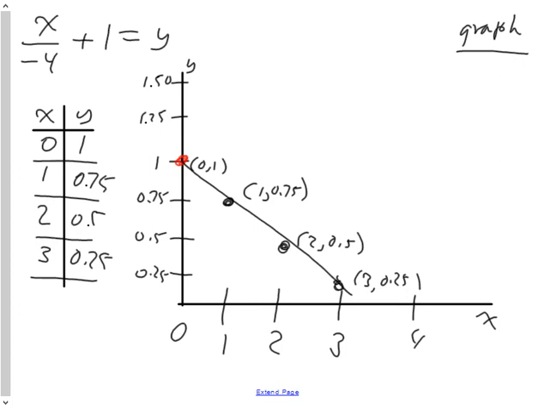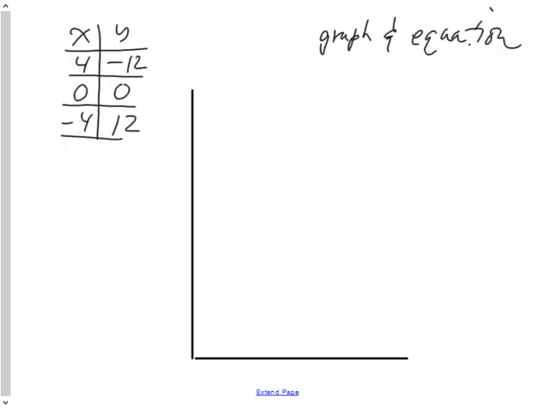Okay. The second question, this time it gives you a table of values. There is no equation this time. It gives you 3 values, 3 ordered pairs. It gives you 4 on the x, negative 12 on the y, 0 on the x, 0 on the y, and negative 4 and 12. So the first thing I can do is graph it.